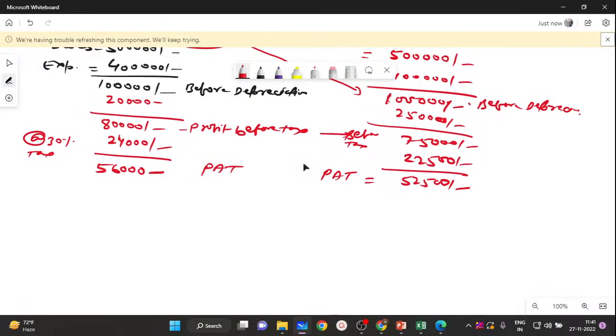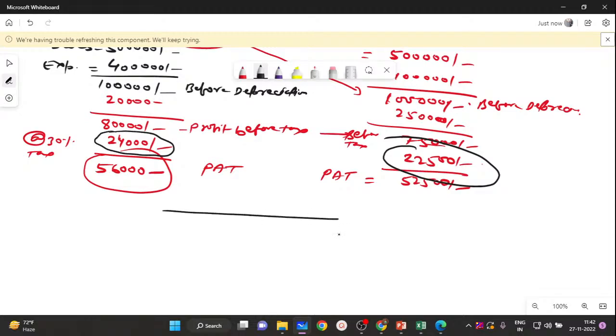Now as per the Company Act, the profit after tax is 56,000, and as per the IT Act the profit is 52,500. But the tax that the company needs to pay is 22,500 as per income tax, and as per the Company Act 24,000.